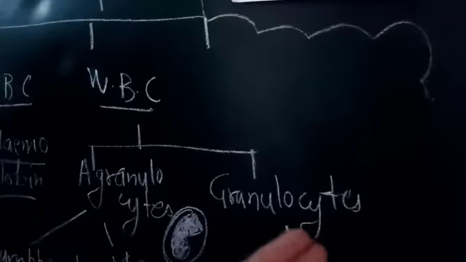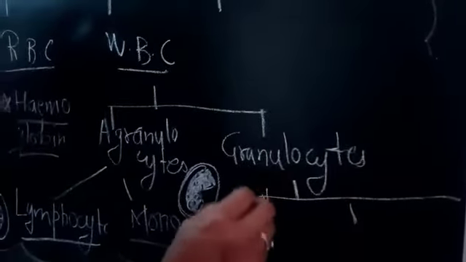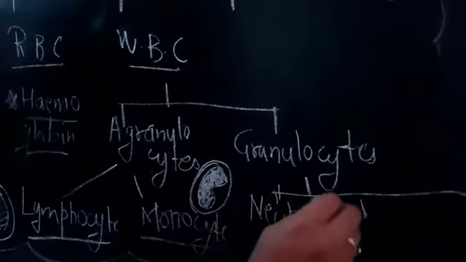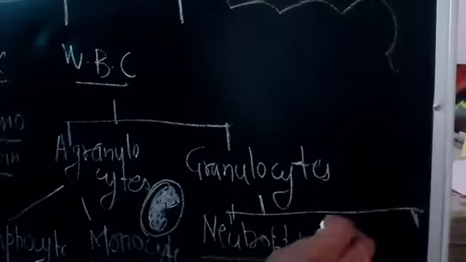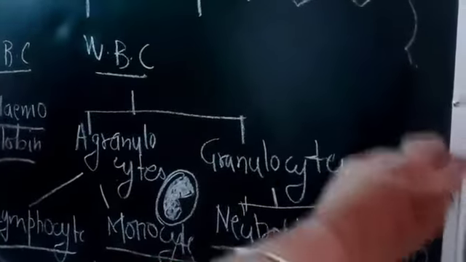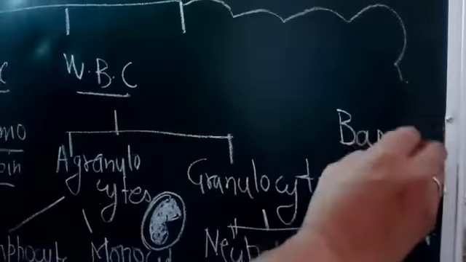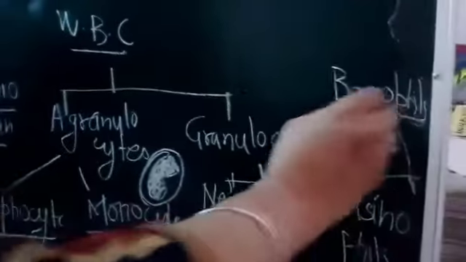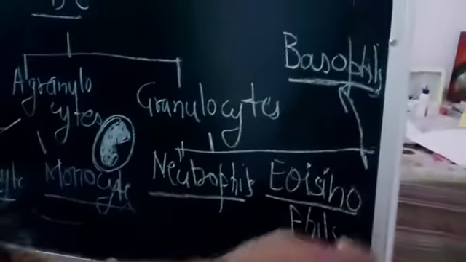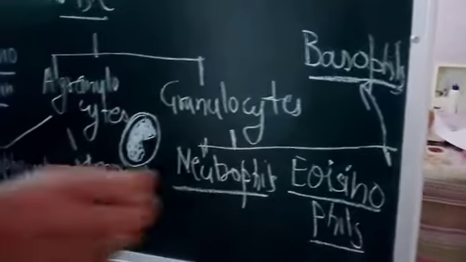Now these granulocytes are further of 3 types. Number 1 is called neutrophils. Number 2 is called the eosinophils. And the third one is called the basophils. Students, these things are given in the book in the form of diagrams, but no explanation is there.